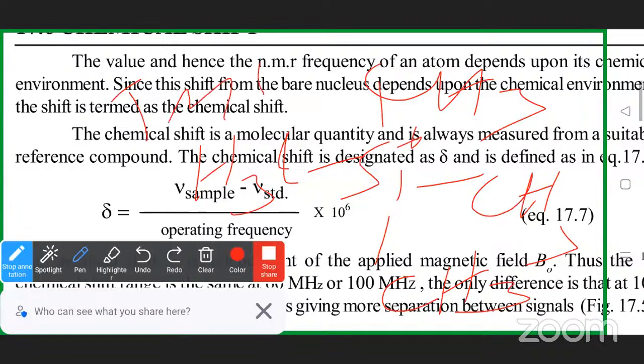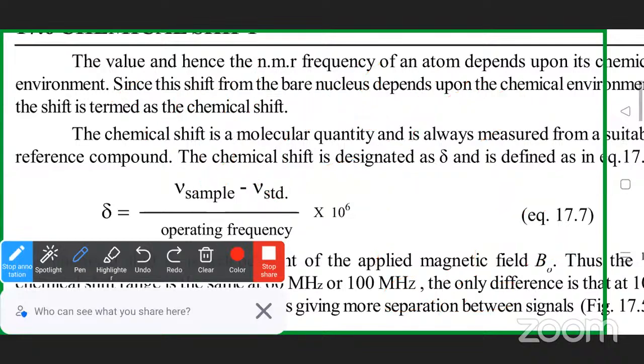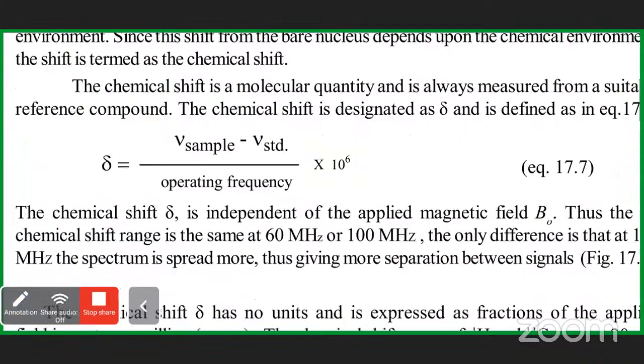You will observe this TMS at zero delta value. So it won't interfere in the compound, or it won't interfere in the graph here. So we are taking this as a reference, we are taking this TMS as a reference to record the NMR spectra.